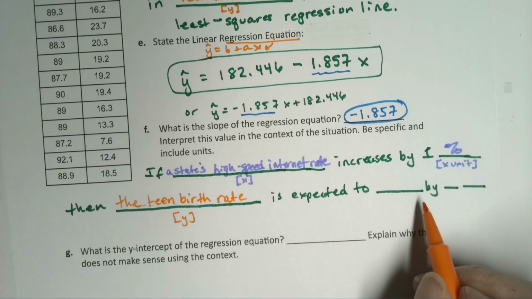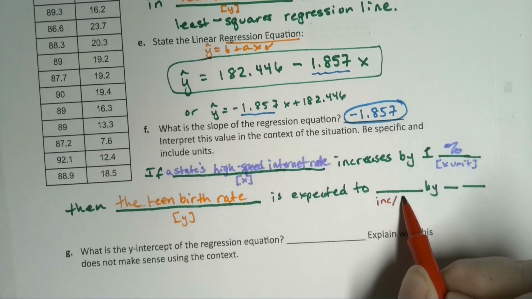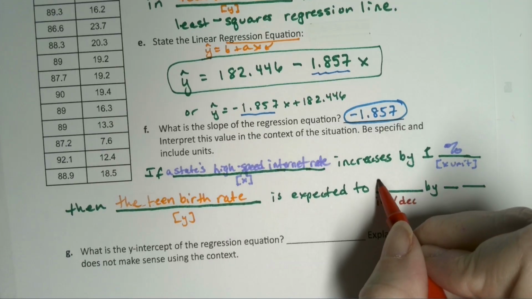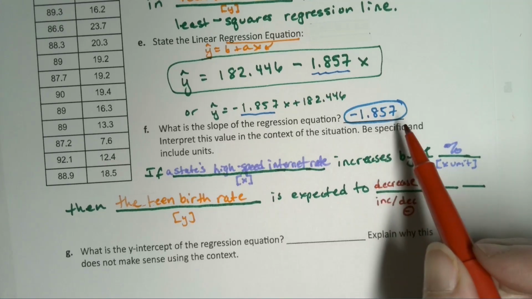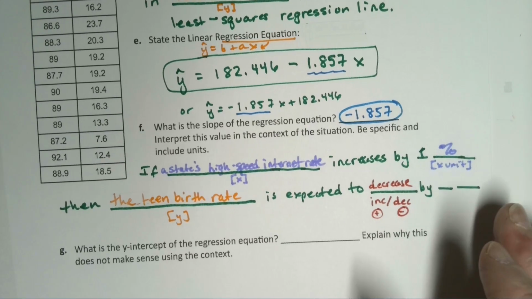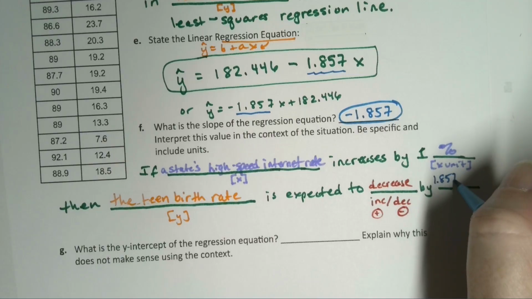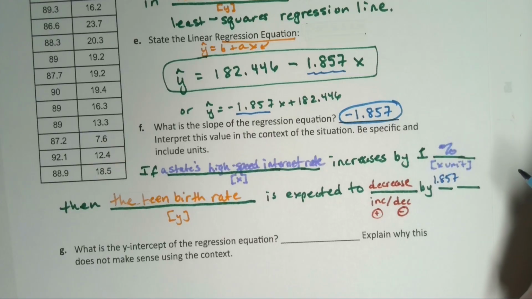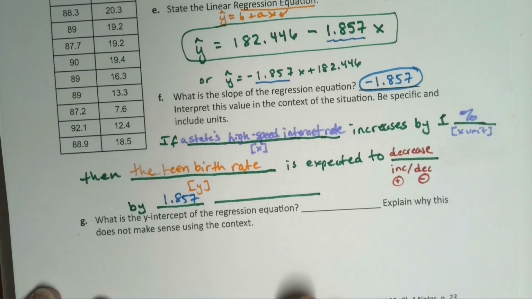is expected to, all right, we have to make a choice here. So we have to choose increase or decrease. And we're going to choose decrease because it's a negative slope. Since our slope is negative, it's a negative relationship, then we'll use decrease. By whatever the slope number was, so 1.857, and then it's births per female. Oops, I'm out of space. Let me rewrite that. There, I managed to put it down over here.